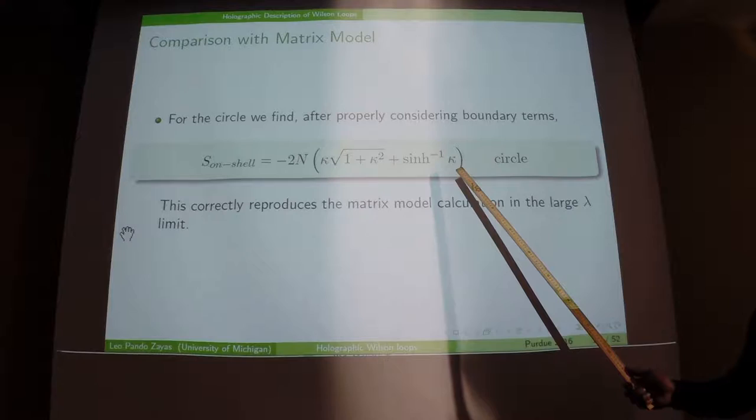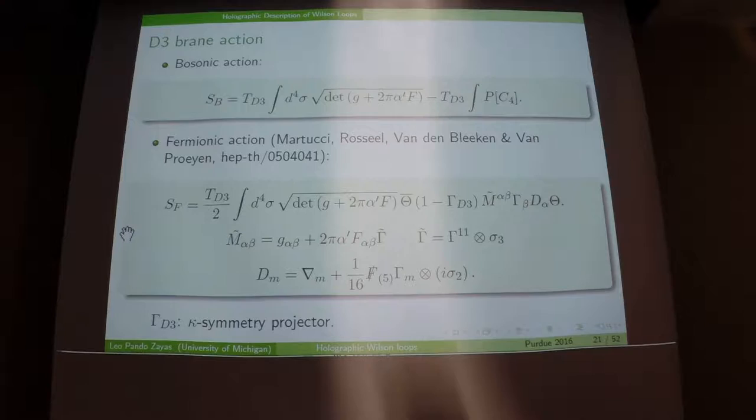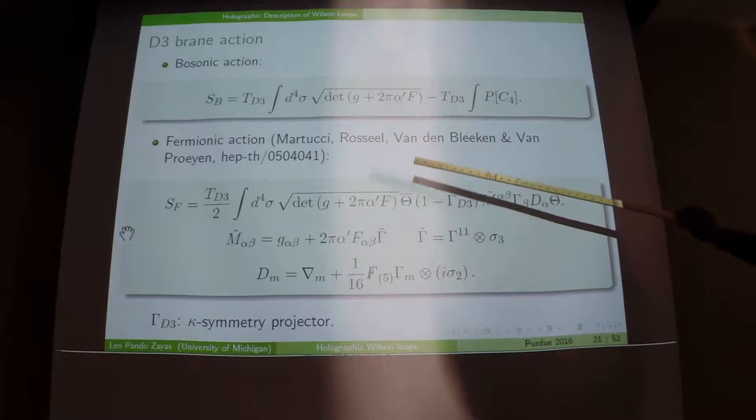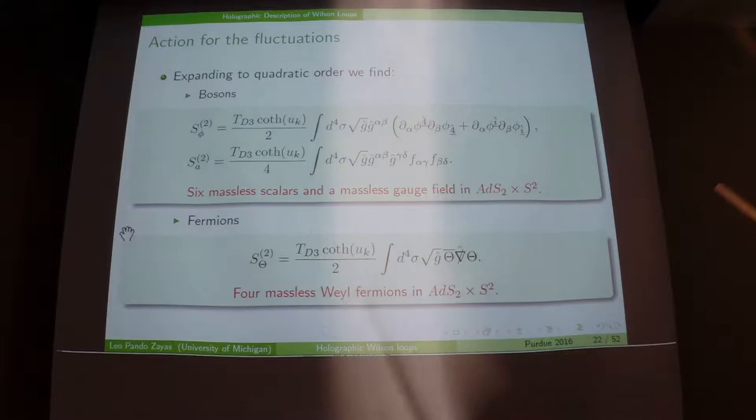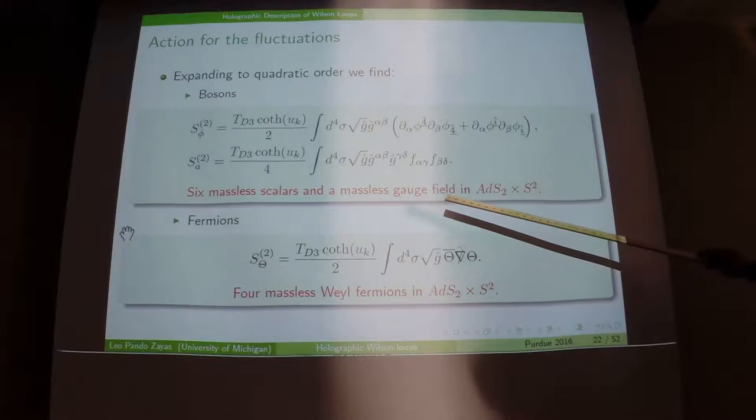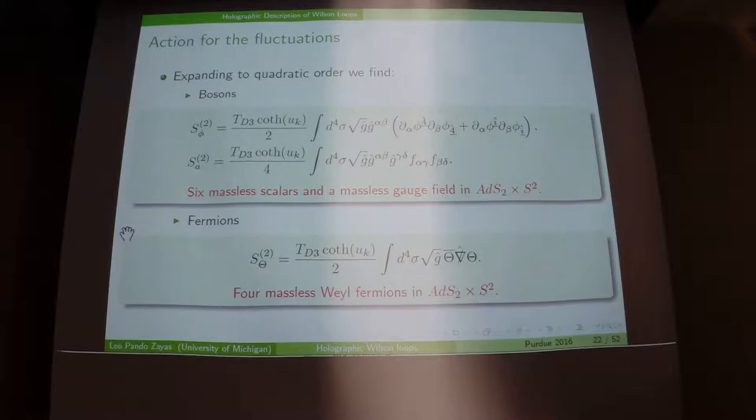Okay? Now, my interest here, as I expressed at the beginning, is to go and look at the fluctuations of this and see what happens at the next order. So again, this is the bosonic action. There's also, thanks to this gentleman, the fermionic part for the brane. I can just take my classical solution, look at the fluctuation, and this is the action for the fluctuation. So I have six massless scalars, and there's a massless gauge field on AdS2 × S2. This is the bosonic sector, and then of course I have the fermions.